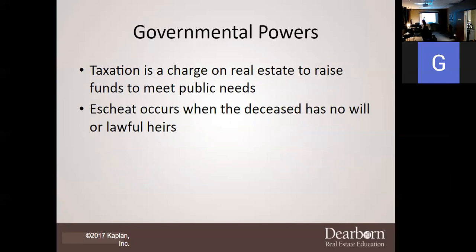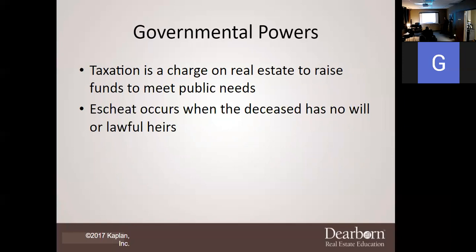Now, the next thing is taxes. This is the next part to P. So this is that T part, taxes. Taxation, of course, is going to be a charge on real estate to raise the funds to meet public needs, all right? And then you have escheat, which is the last E in P, and that is where it's going to occur when the deceased has no will or lawful heirs.